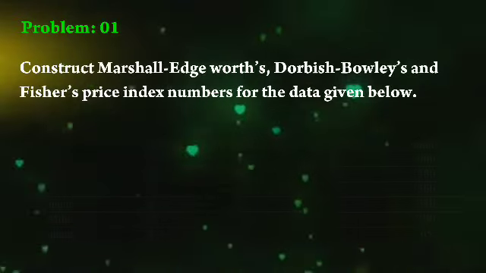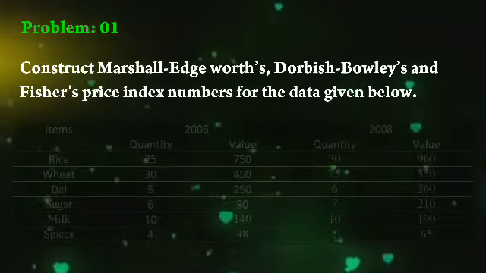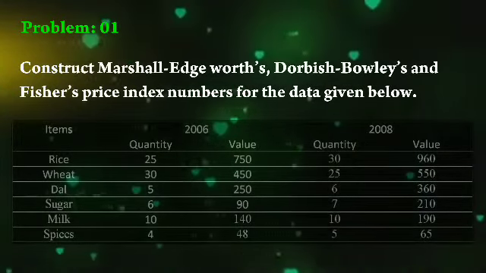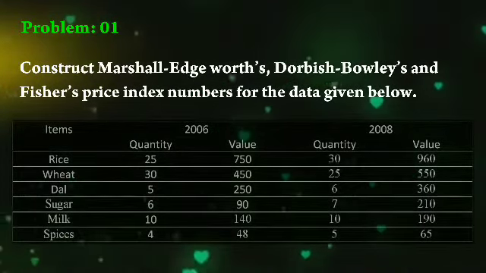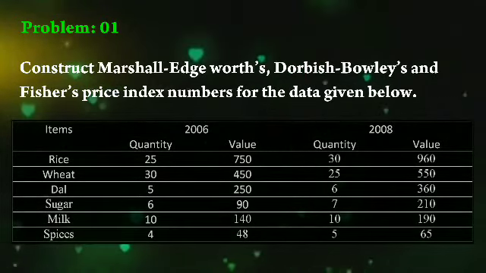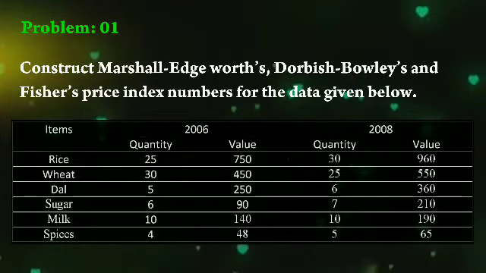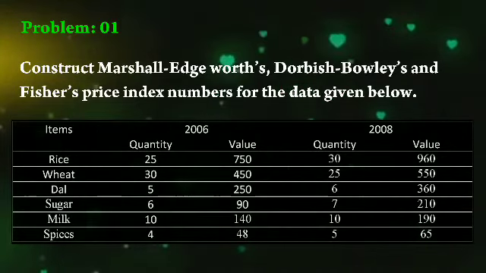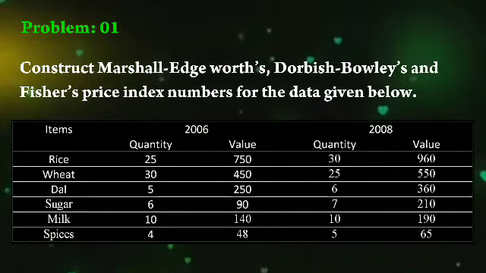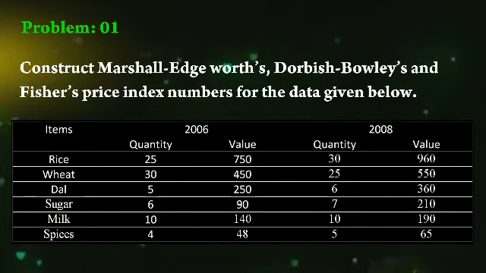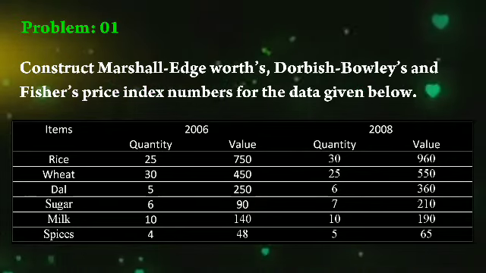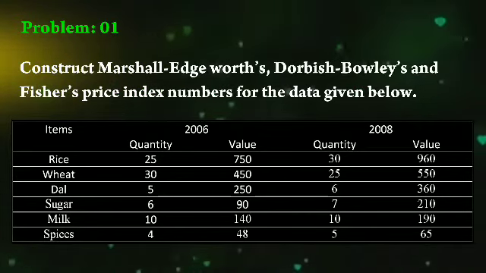Problem number 1. Construct Marshall Edgeworth's, Dorbish Bowley's and Fisher's price index numbers for the data given below. In the table, various commodities or items are specified along with quantity and value for the years 2006 and 2008. Among these 2 years, 2006 will be the base year, 2008 is your current year.